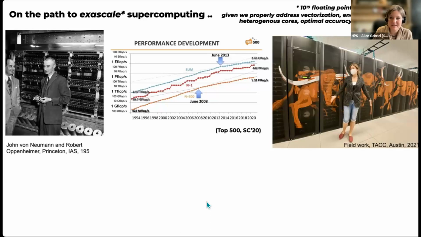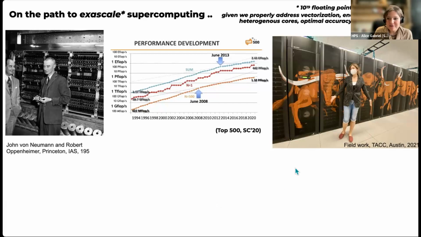So we need to properly address vectorization on these machines. Also resilience, what happens if a node fails, which is much more likely on these large machines than on the smaller ones. Energy limits, specialized cores, specialized architecture. It's different to the one we're using now, and how to optimize accuracy per the degree of freedom that we're interested in.